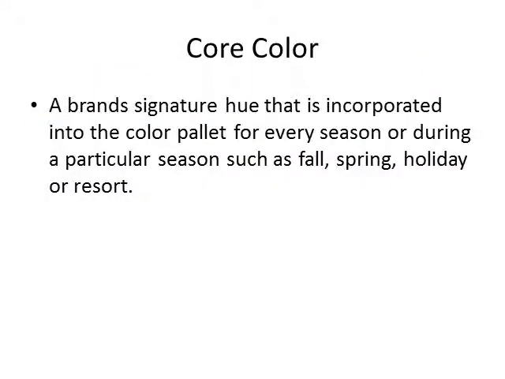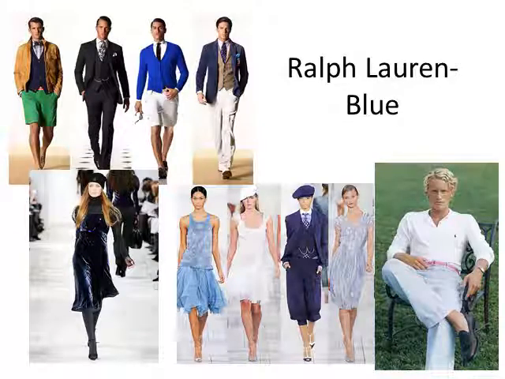Next terminology is core color. When you're talking about core color, it's usually a specific brand signature color that they use for every season or during particular seasons like fall, spring, holiday, or resort. So the brand that I thought of was Ralph Lauren. In every single season, they will always have an item, one for men, one for women, that is blue. Their signature embroidery over here on this guy in the chair, that is always in that sort of dark navy blue. And I have yet to see a season where they don't incorporate that color.